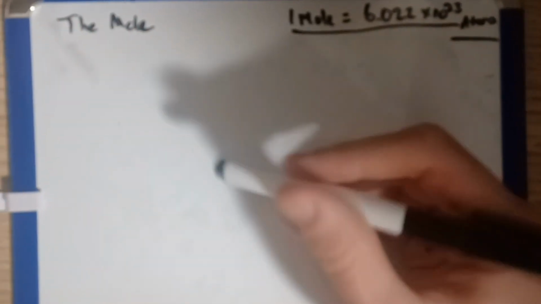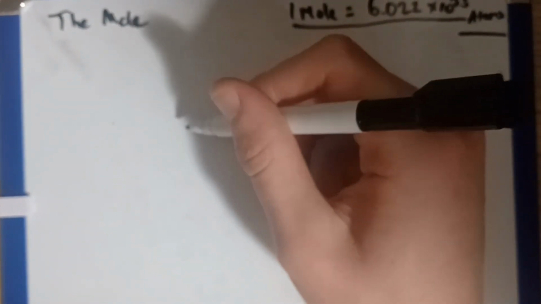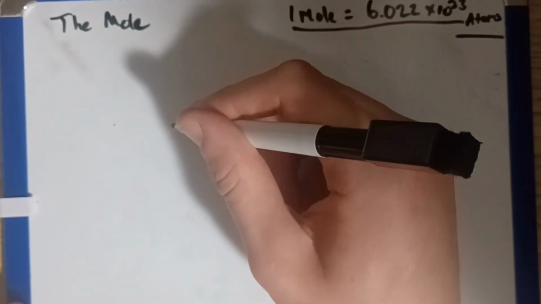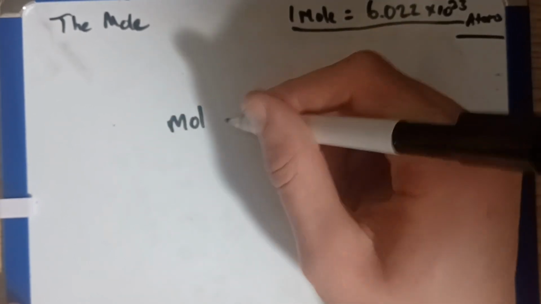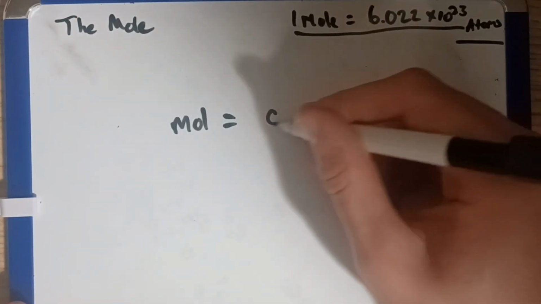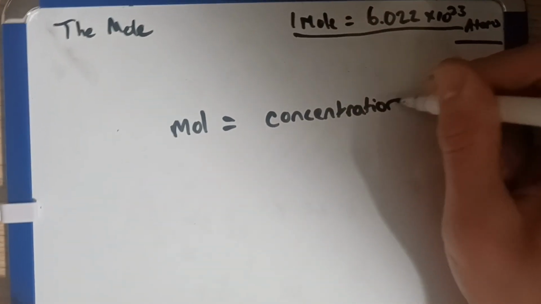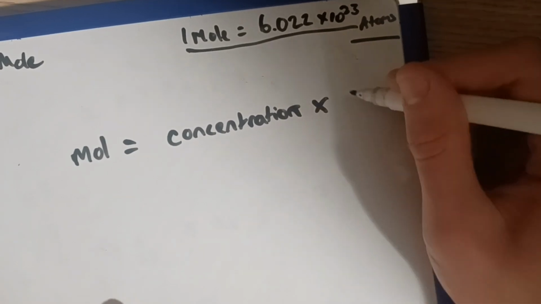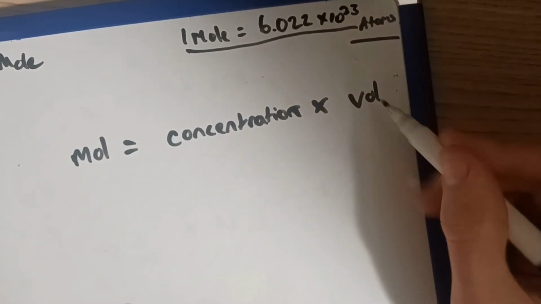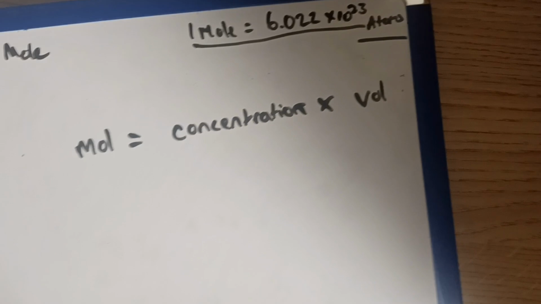So the equation, as I said before, is exactly the same as the grams and the mass, the mass and the molar mass equation, except we are substituting our mass at the start with our moles. So our moles is equal to our concentration, and we are timesing it by our volume. I'm just going to put vol there because I've run out of space on my whiteboard.